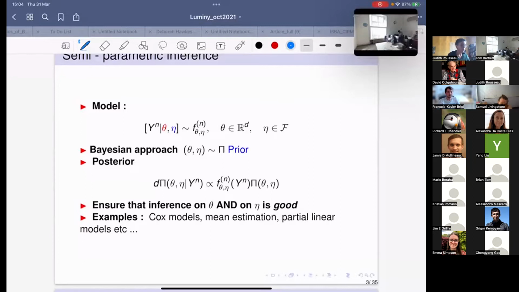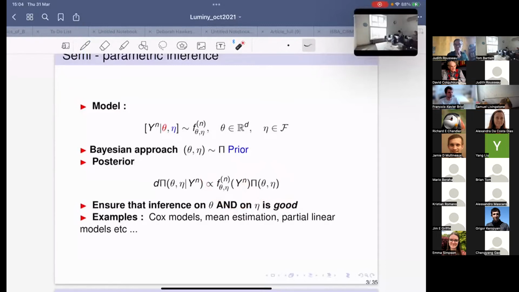And we're going to consider a Bayesian approach. So we put a prior on theta and eta. So pi is a prior. And from that, you can derive the posterior. We're assuming that there is this dominated model. So the posterior distribution on theta and eta is proportional to the likelihood here times the prior. And the aim of the game here is to make inference.